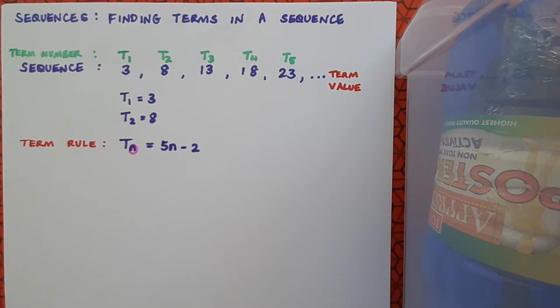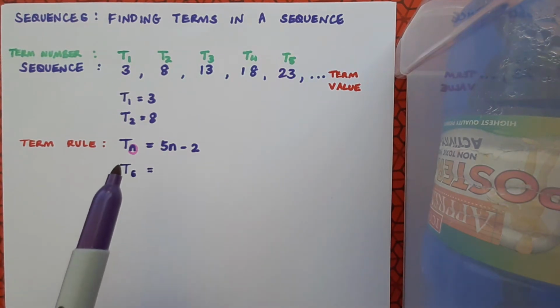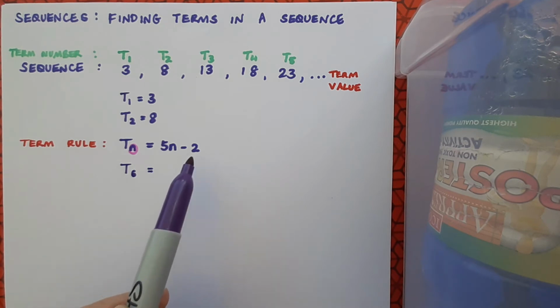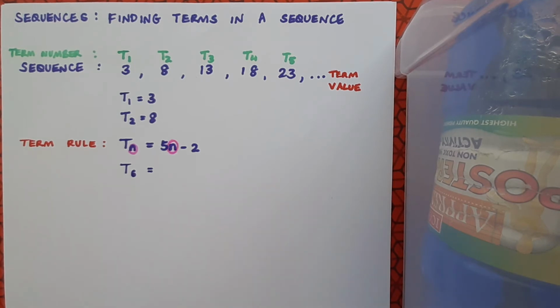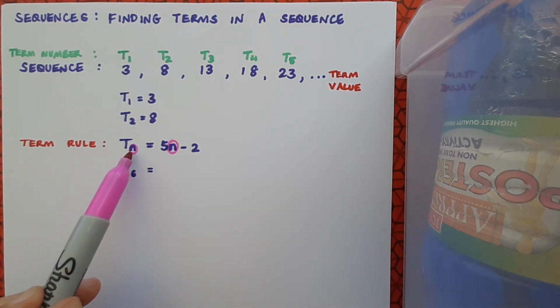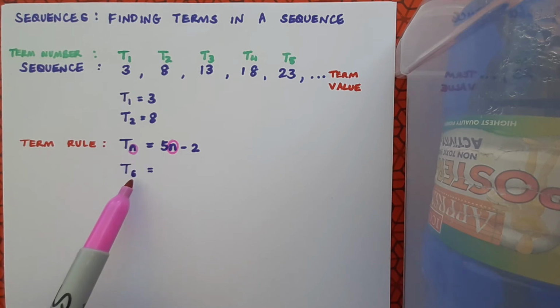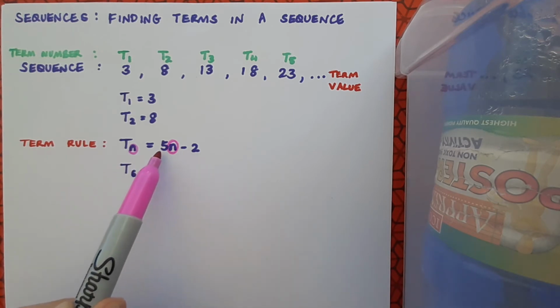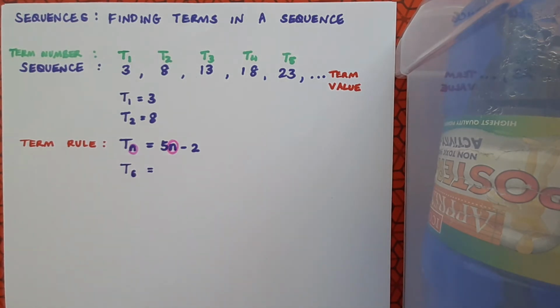Okay, so now that you think you know what the answer is, let's work it out and see if you're correct. So I want to find term 6. If I know the term rule, in this case 5n minus 2, all I have to do is fill in the term number for n. So you can see here in the rule it's n, and I want 6. So in my calculation, I'm going to replace n with 6. When I work this out, I get a solution of 28.